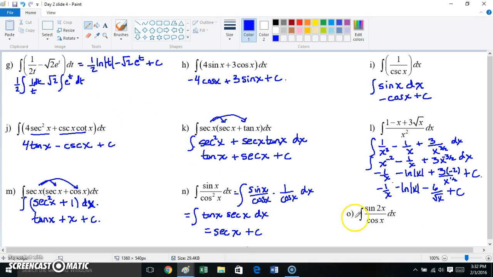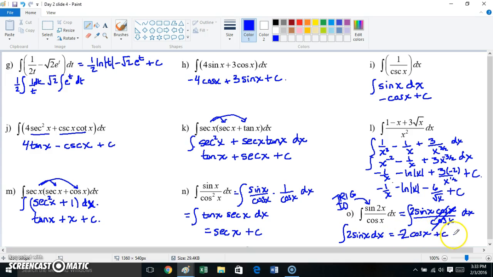Okay, letter O. We have sine of 2x over cosine of x. Trig identity for sine of 2x is sine of x times cosine of x times 2. So simplifying this expression, the cosine of x terms can drop out, and we're really integrating 2 sine of x dx. The integral of 2 sine x dx is negative 2 cosine of x plus c.